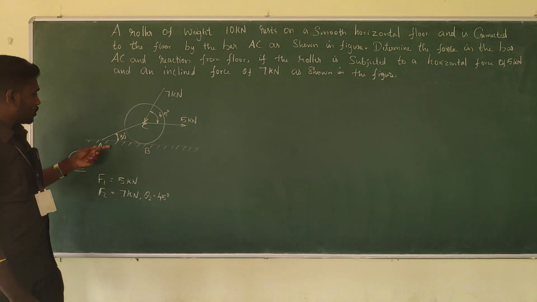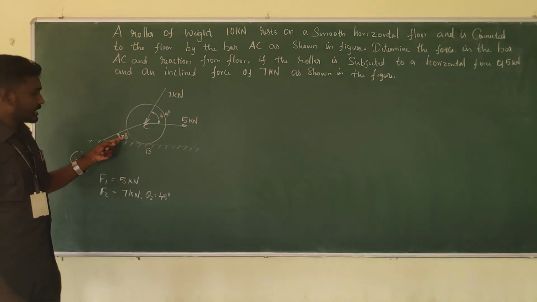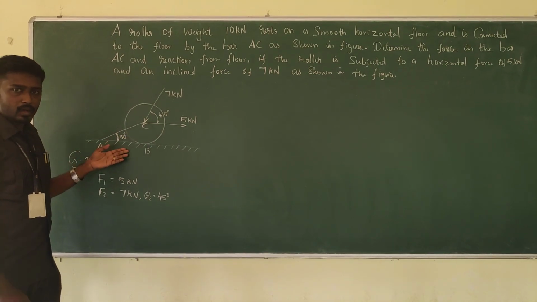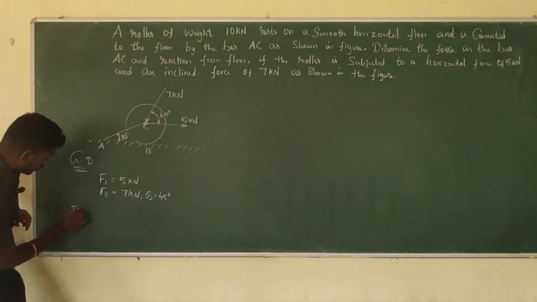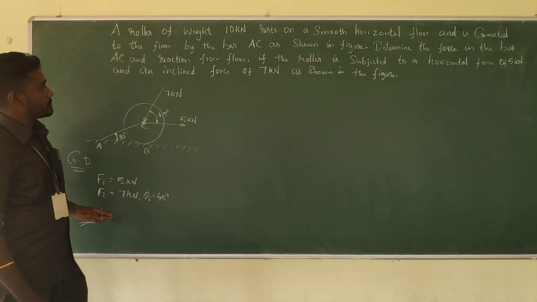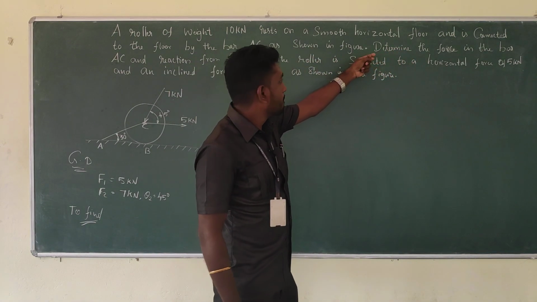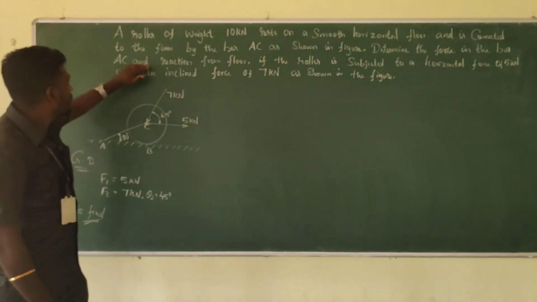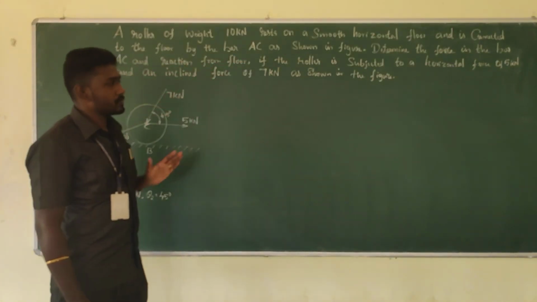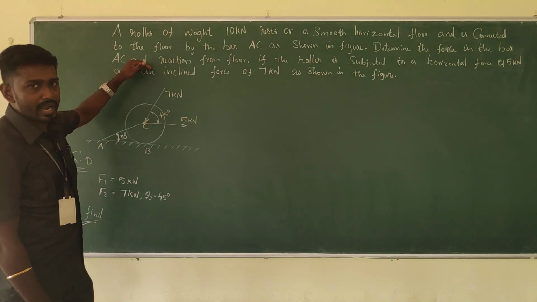Okay. Are any other terms given in the diagram? No, right? So theta is there. Let us see the solution part. Okay, fine. Then what we have to find from the question. Look at this second line. Here it is given, determine the force in the bar AC and reaction from the floor. Okay. Reaction and the force in the bar we need to identify.